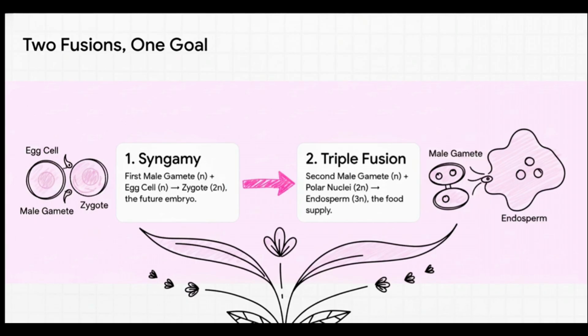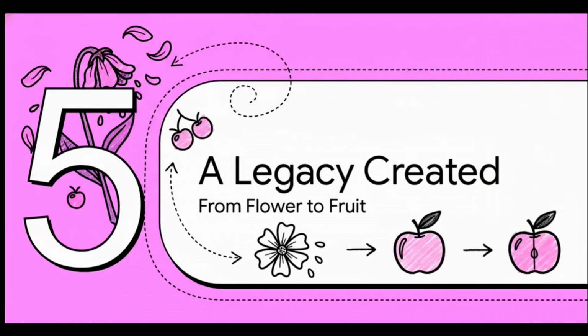The first fusion creates the zygote. That's the actual future plant. But the second fusion does something equally important. It creates the endosperm, which is a nutrient-packed food supply. It's like packing a lunch for the baby before it even starts growing. This is what gives flowering plants a massive evolutionary advantage. So, with fertilization complete, the flower's job is pretty much done. Now it undergoes this radical and beautiful transformation. It sheds its petals, and it creates the legacy for the next generation, the seed and the fruit.